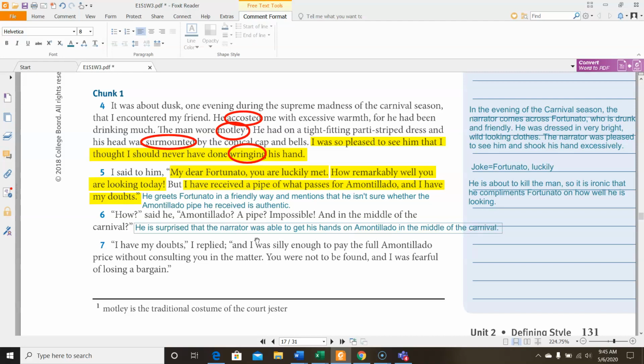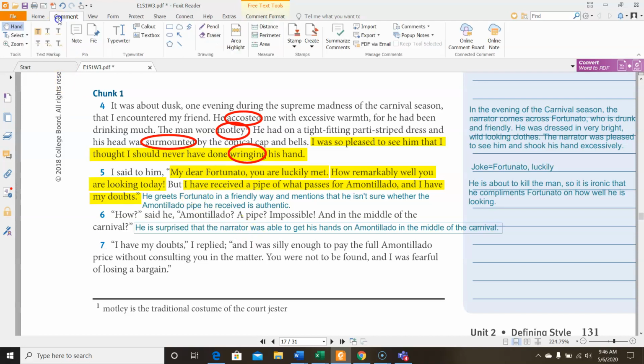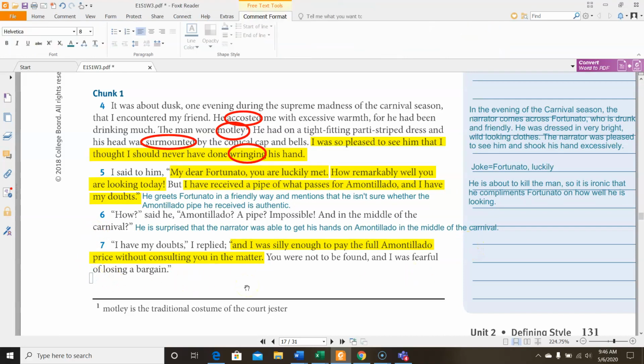I have my doubts, I replied, and I was silly enough to pay the full Amontillado price without consulting you in the matter. You were not to be found, and I was fearful of losing a bargain. So here he's being ironic again, because he's saying he was silly enough to pay the full Amontillado price without consulting Fortunato, which means he is telling Fortunato his skills are better than his own, even though he knows they're equal. So that's the opposite of what he really means. That's why that's irony.